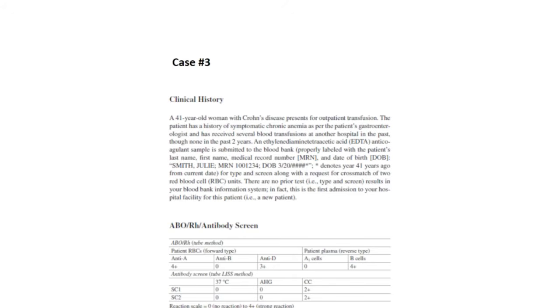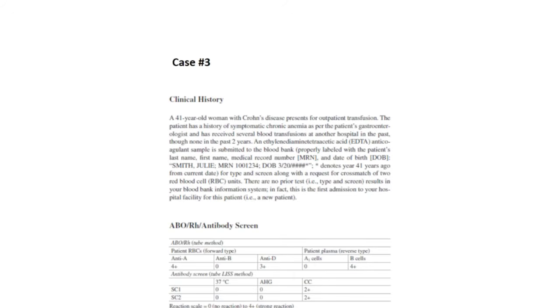An EDTA anticoagulant sample is submitted to the blood bank, which is properly labeled with the patient's last name, first name, and medical record number and date of birth. So it's Smith, Julie, medical record number 1001234, and date of birth is 3/20/1978, since it's 41 years ago from the current date.